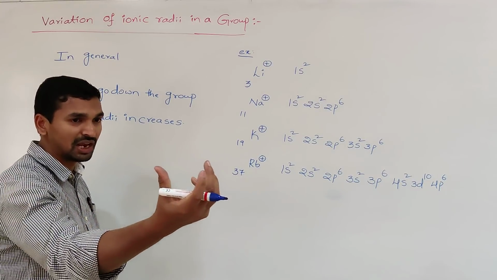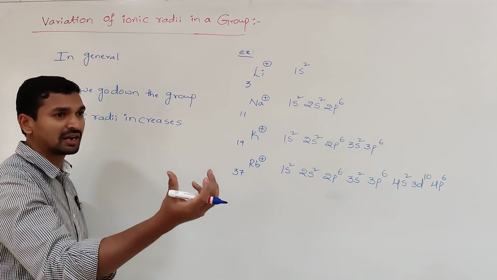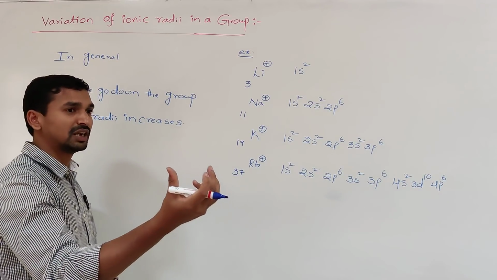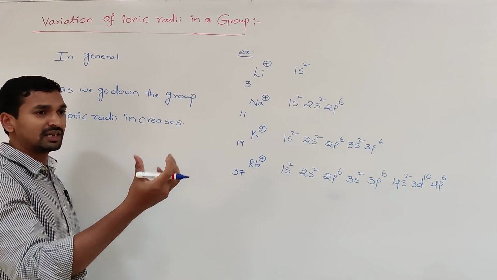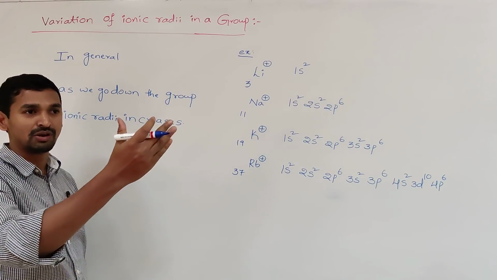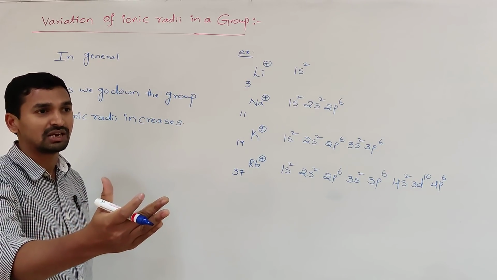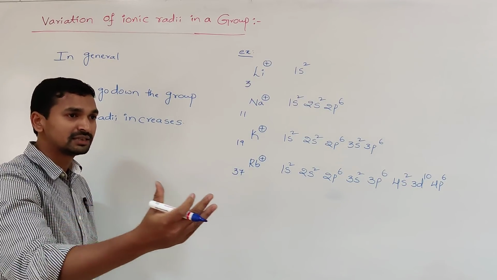the outermost shell, are strongly attracted toward the nucleus or weakly attracted toward the nucleus? Generally they are strongly attracted toward the nucleus. When they are strongly attracted toward the nucleus, the distance from the center of the nucleus to the outermost shell electrons decreases, so the radii decreases.